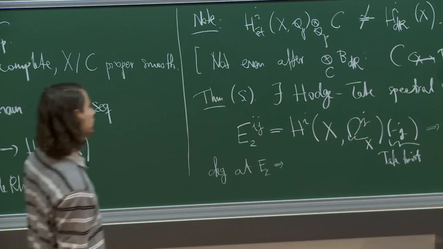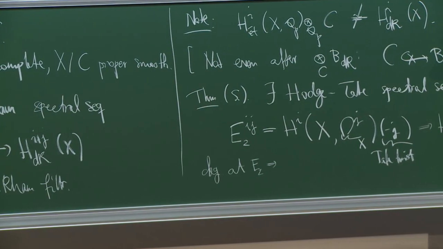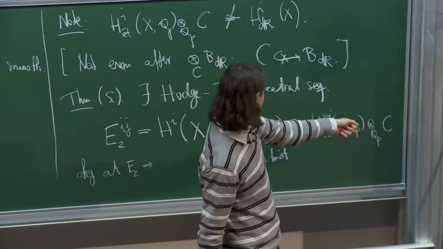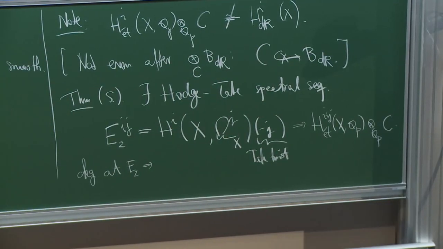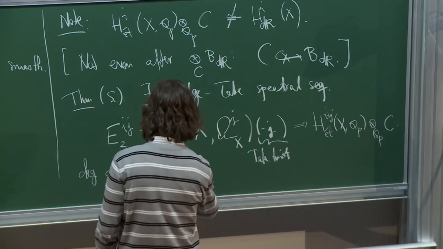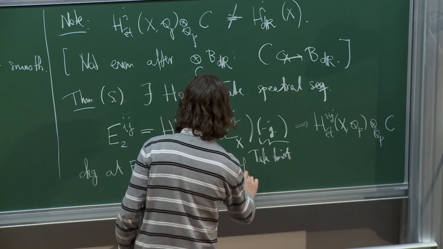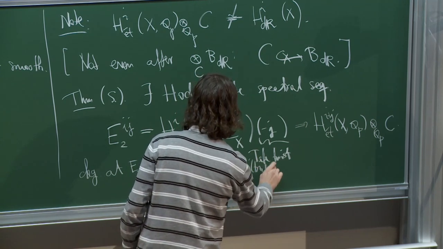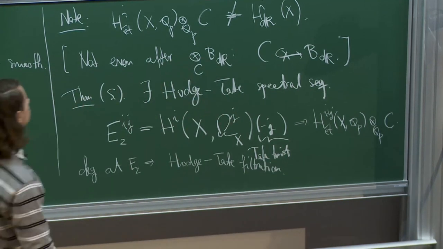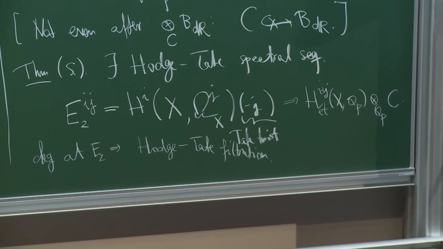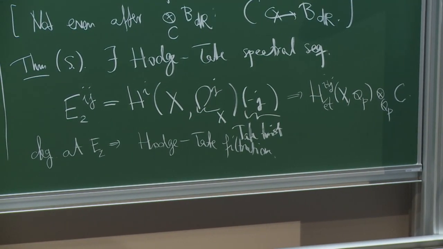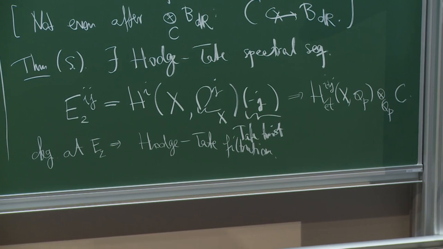And thus, you also get a filtration on the étale cohomology tensor C, where the successive quotients are again Hodge cohomology. And this filtration I call the Hodge-Tate filtration. So it is the one that gives the Hodge-Tate decomposition.